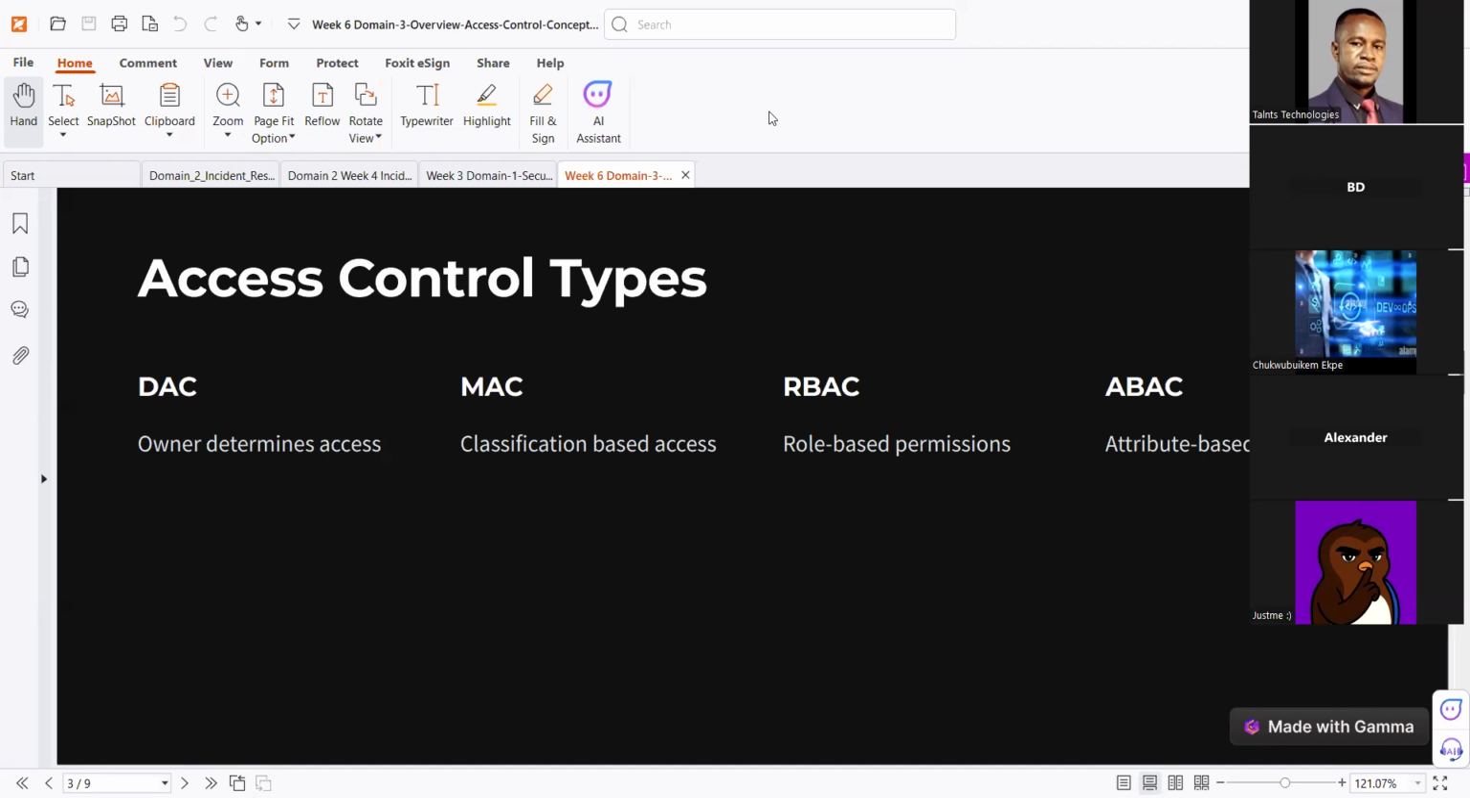Then attribute-based access control. Access decisions are made using attributes like location, time, or device. We want to make sure that those that are in Lagos or in this branch can access ABC. You attribute it to them.